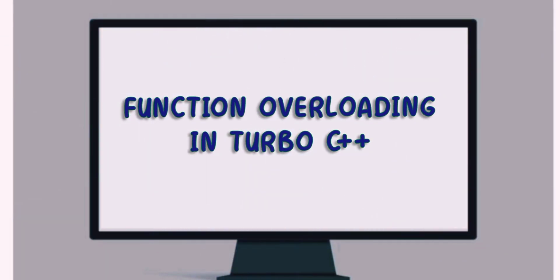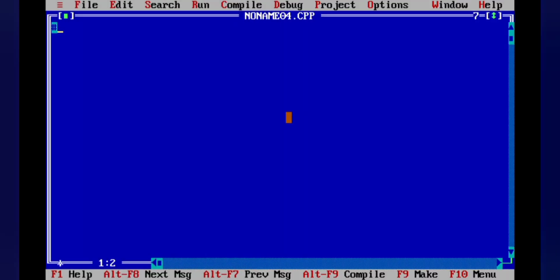Today let's see a program to implement function overloading in Turbo C++. Include the header files. iostream.h is included to use cin and cout functions. conio.h is used to make use of clear screen and get character function.